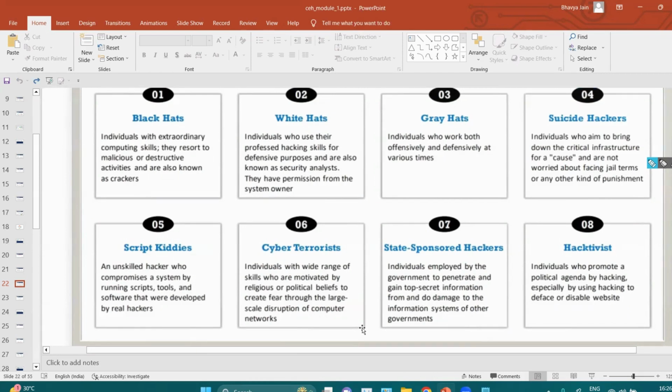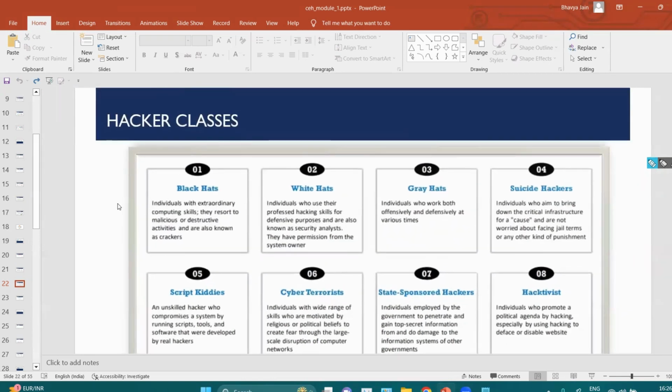They also come in handy in wars. If two nations are fighting with each other, then the government hires some hackers to hack the other country's data or whatever. So they are known as state sponsored, hired by the government. Then we have activists, who promote a political or religious agenda. So they're known as activists.